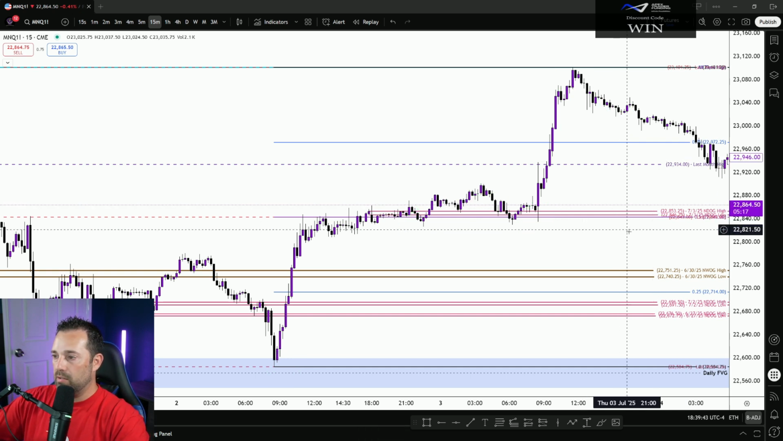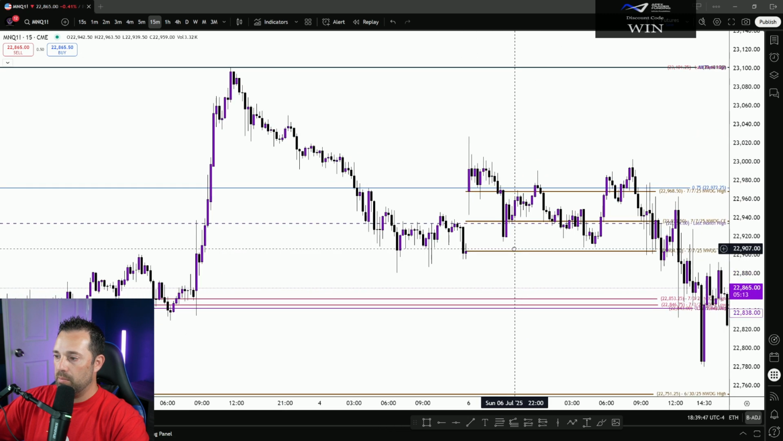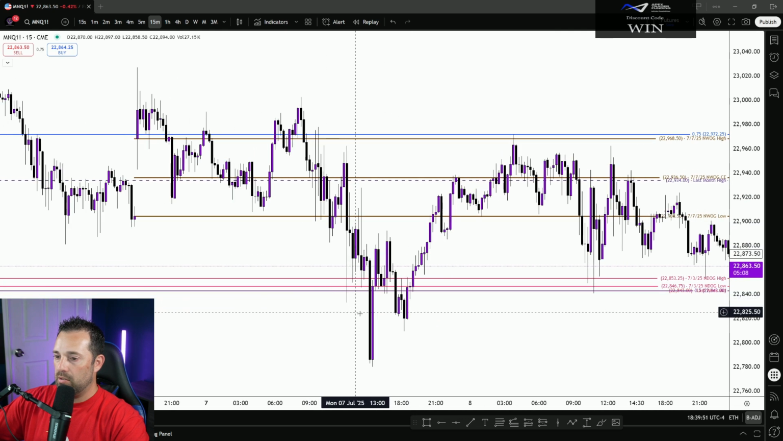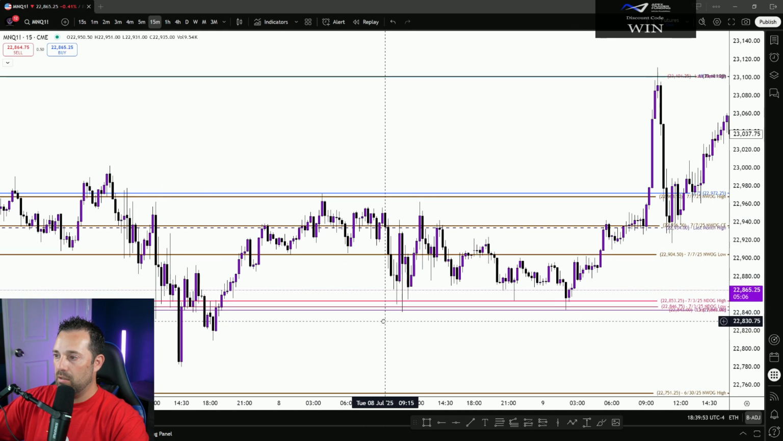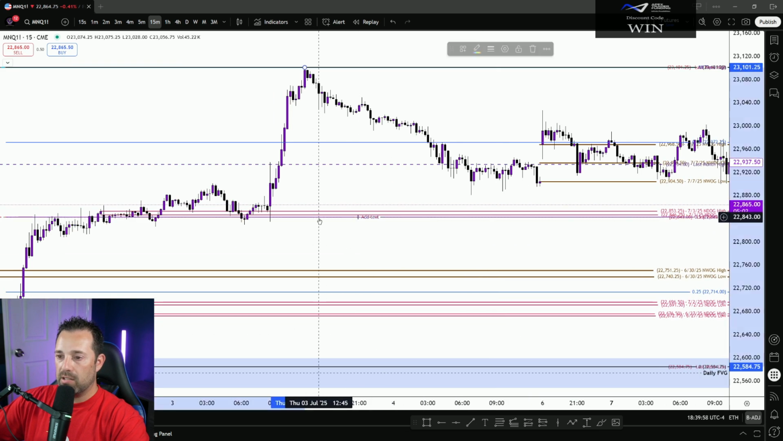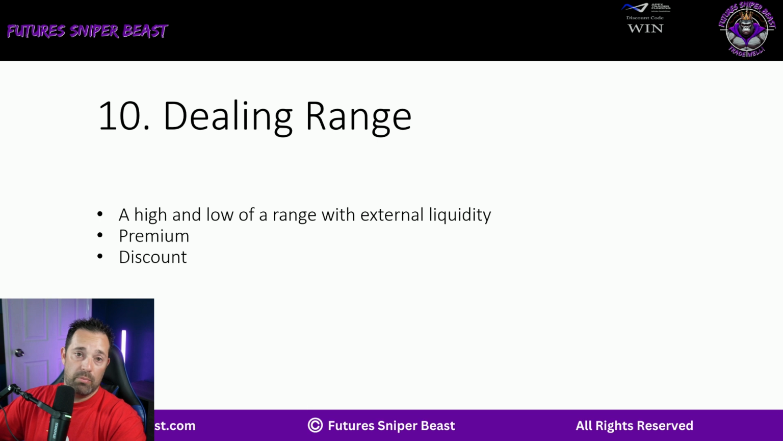So let's scroll over here and see what happens. If it ever comes back, it stays above, and then there you go. Comes right back into it. Took that internal range liquidity, and then made its way back up. So that's how you look at the dealing range. Premium, discount, and equilibrium.